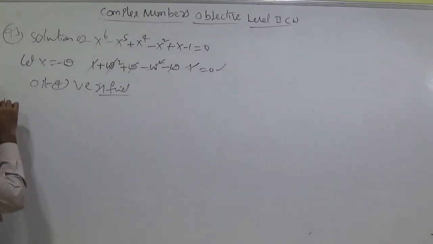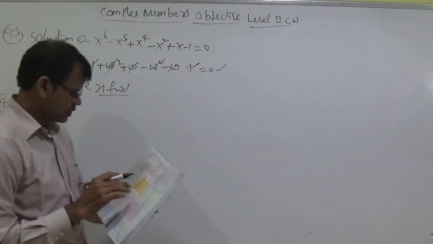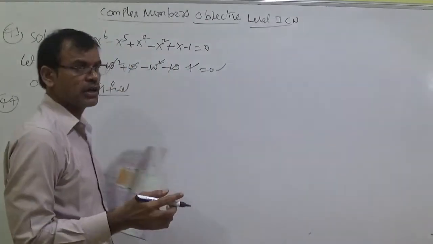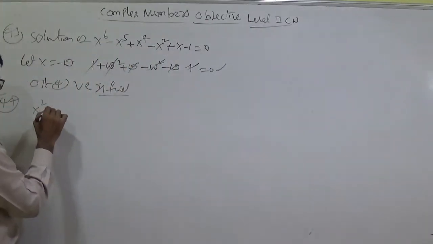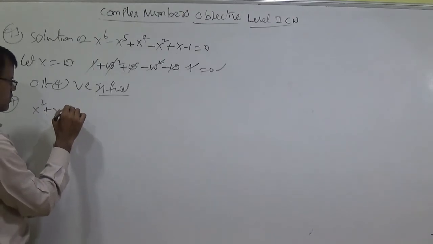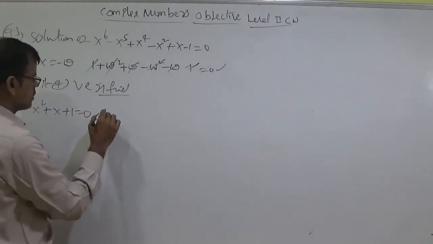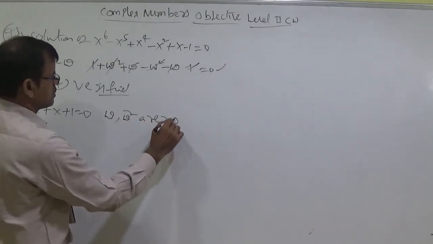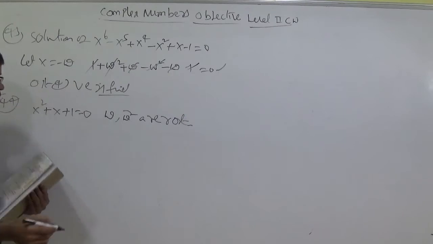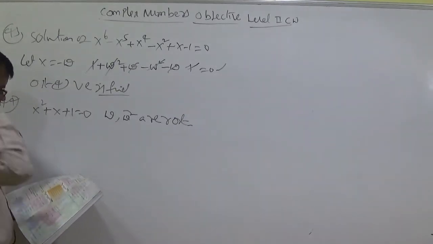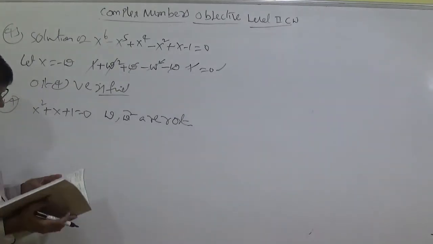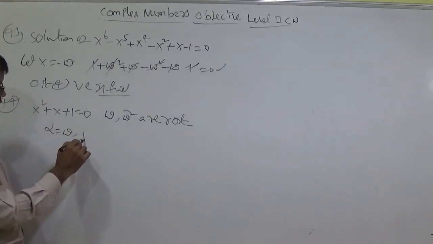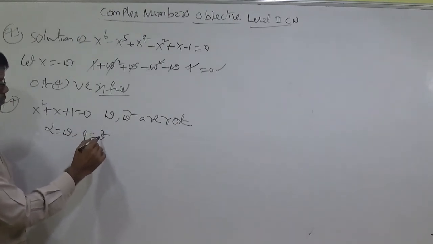Verified option 4. 44th question. If alpha, beta are the roots of x square plus x plus 1 equal to 0, directly the sum is there. Whenever x square plus x plus 1 equal to 0, you should not forget that omega, omega square are roots, because 1 plus omega plus omega square equal to 0. Now you can understand alpha is equal to omega and beta is equal to omega square.